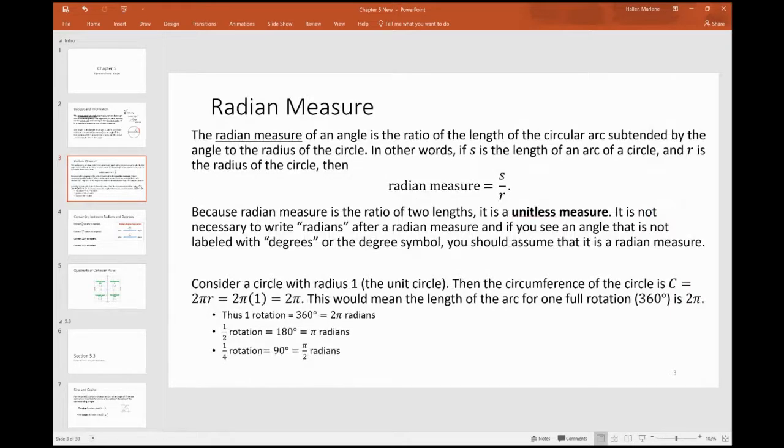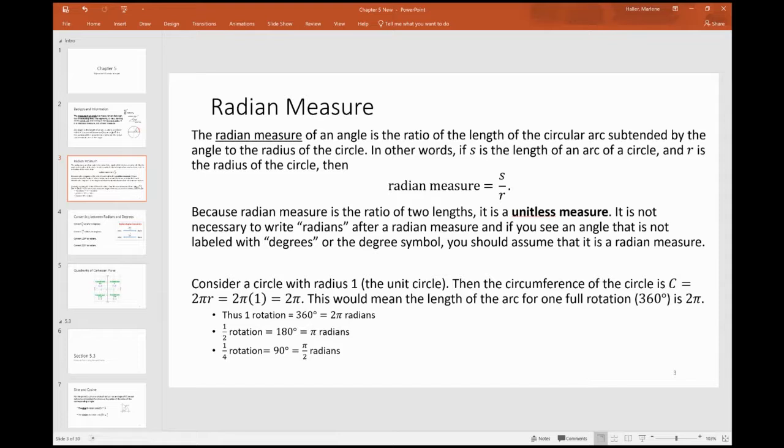One of the measures of an angle is with radians. And a radian is actually a ratio. It's a ratio of the length of an arc over the radius of a circle. Now, because it's a ratio, we don't have to use units when we refer to radians. Sometimes we do, but a lot of times a radian will just be displayed as a value, and it will often have pi in it.